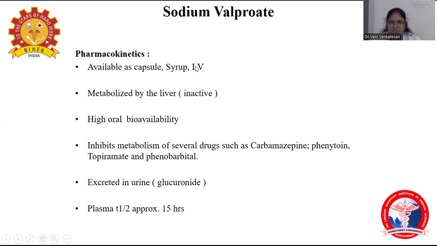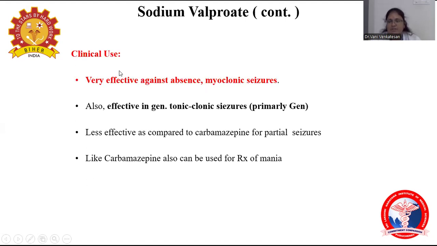Pharmacokinetics. It is available as a capsule. Metabolism occurs in the liver, and the metabolite gets converted to an inactive metabolite. This drug also has higher oral bioavailability. It has both an enzyme-inducing and an inhibition property, and it inhibits the metabolism of drugs like carbamazepine, phenytoin, topiramate, and phenobarbital. So that is why this should not be used unnecessarily. The excretion occurs mainly through urine by glucuronide conjugation, and the T-half is 12 to 15 hours.